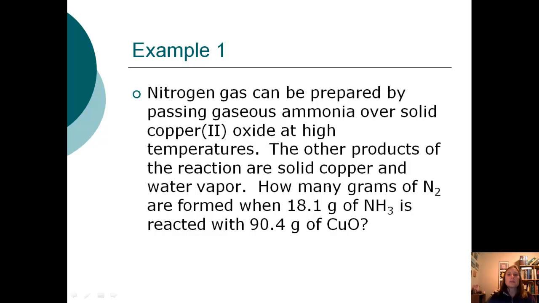So nitrogen gas can be prepared by passing gaseous ammonia over solid copper(II) oxide at high temperatures. So these are reactants. We know nitrogen gas is one of our products. The other products are solid copper and water vapor. So we want to know how many grams of nitrogen are formed when we have 18.1 grams of NH3 and 90.4 grams of copper(II) oxide. So we have information about both our reactants. That is a huge clue that this is a limiting reactant problem, because since we know information about both reactants, we've got to figure out which one's limiting.